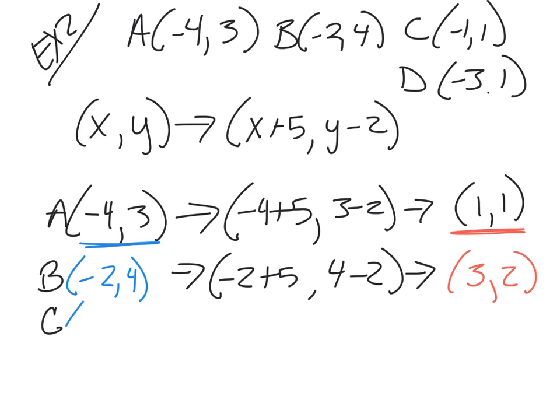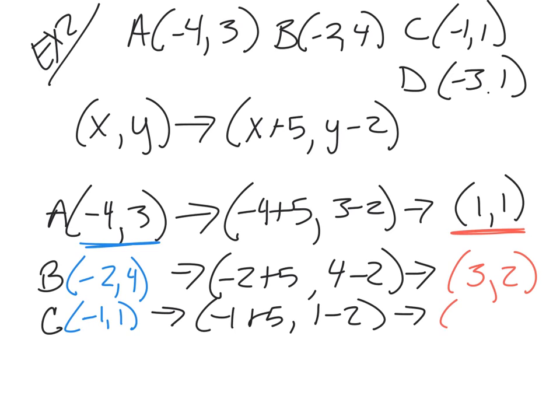For C, we're using -1, 1. Translates, you say -1 plus 5 for X and 1 minus 2 for Y, which translates to, what's -1 plus 5? And then 1 minus 2? -1. And then my last point, D, original is -3, 1.